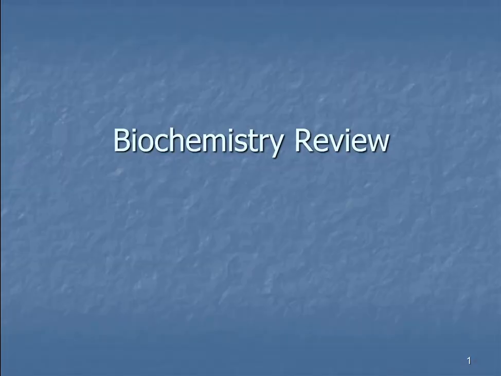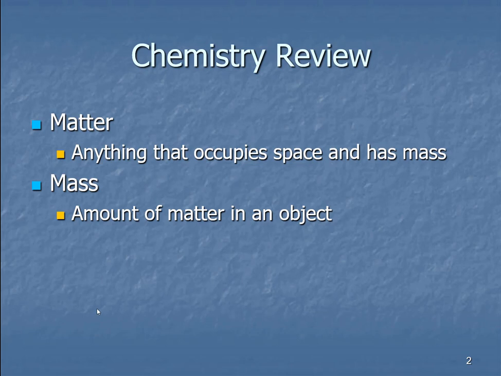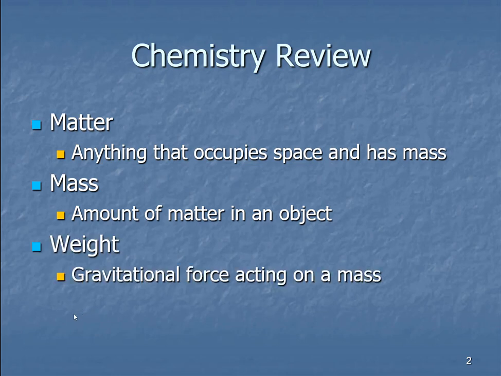This next lecture is going to be a brief review of biochemistry and some of the chemistry concepts that you should have gotten in other courses before taking this course. So first of all, just to review some basic chemistry terms, matter is a term that is commonly used in chemistry. Basically anything that occupies space and has mass. And mass is how much matter is within an object.